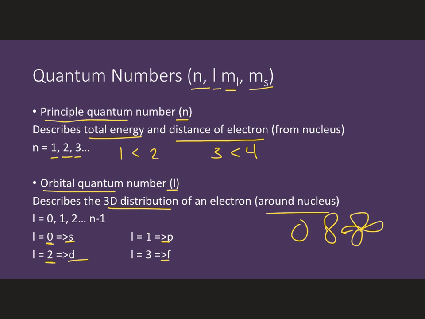When we are looking at what possible quantum numbers can exist, the rule is l must be 0 all the way to n minus 1. So for example, if I tell you you have an n equals 4 quantum number, l can be 0, 1, 2, or 3. Okay? That's how we define which ones are possible.